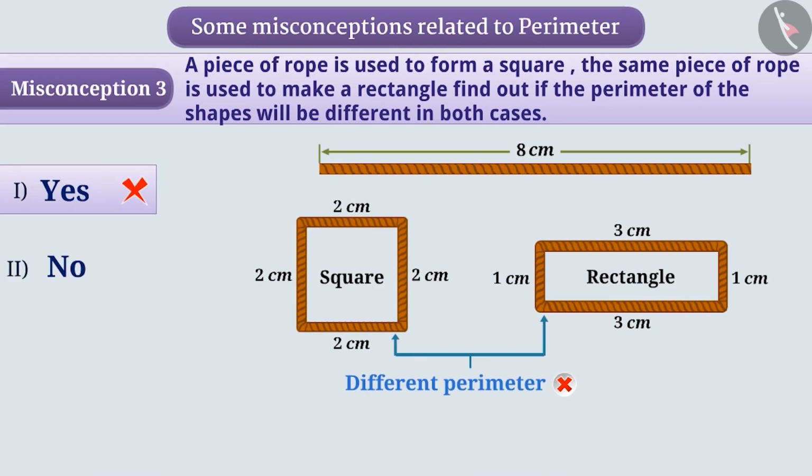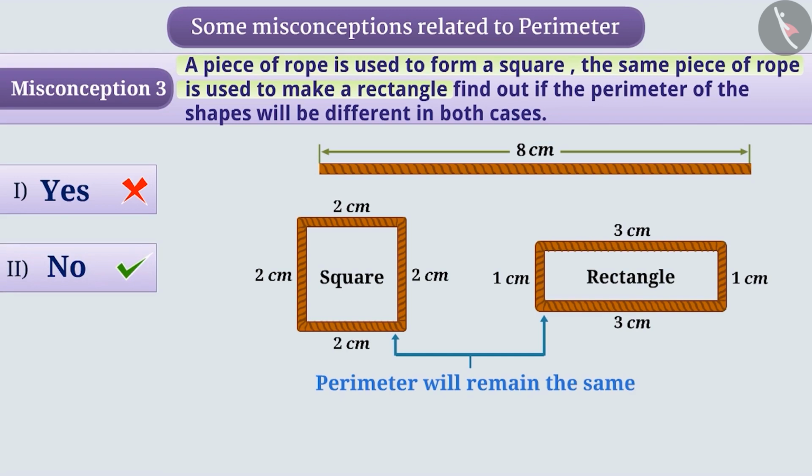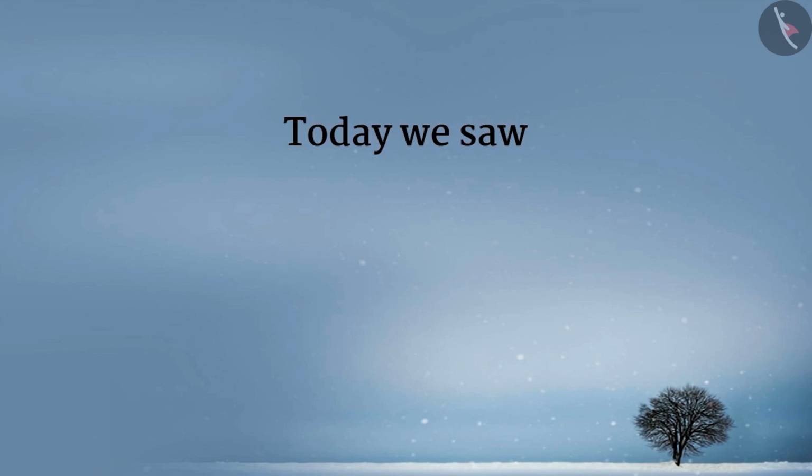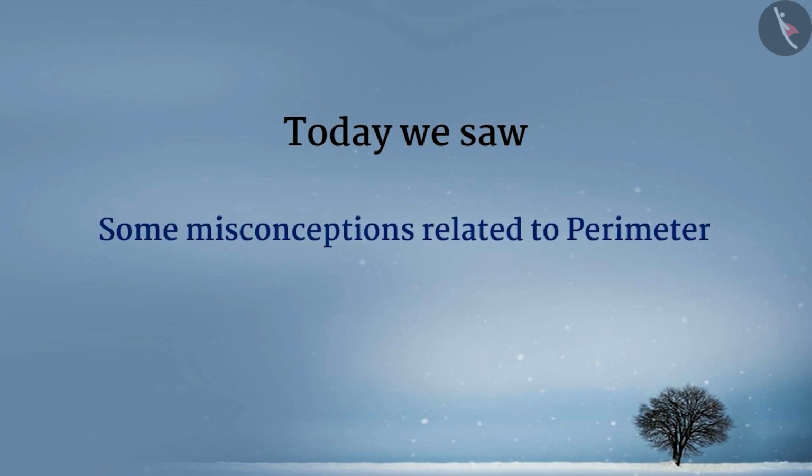Here, both shapes are formed using the same rope. Such mistakes occur when one fails to understand the given information properly. Since the same rope has been used in both cases and there has been no change in the length of the rope, therefore, the perimeter of both shapes will remain the same. Thus, option 2 will be the correct answer. Today we saw misconceptions related to perimeter.